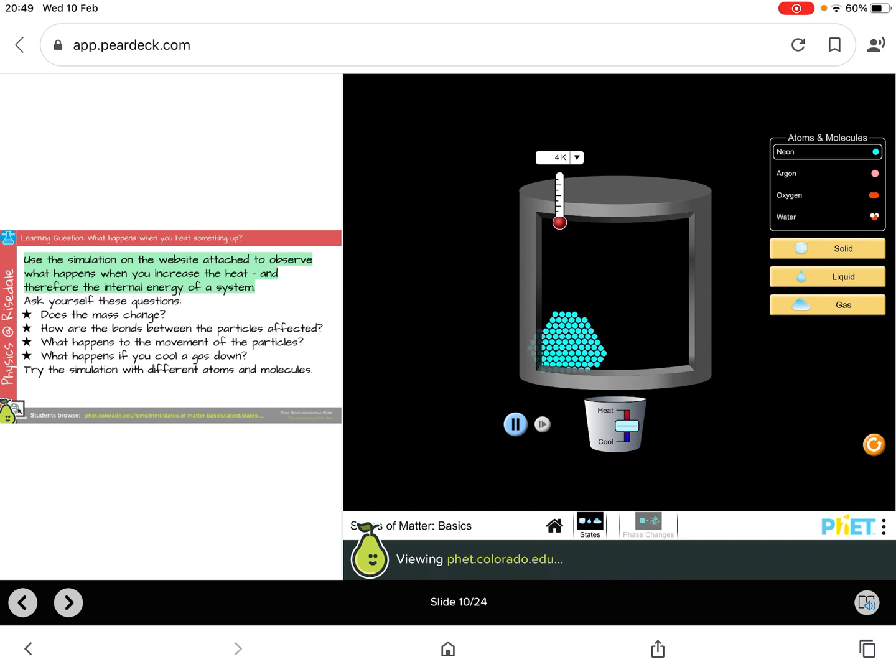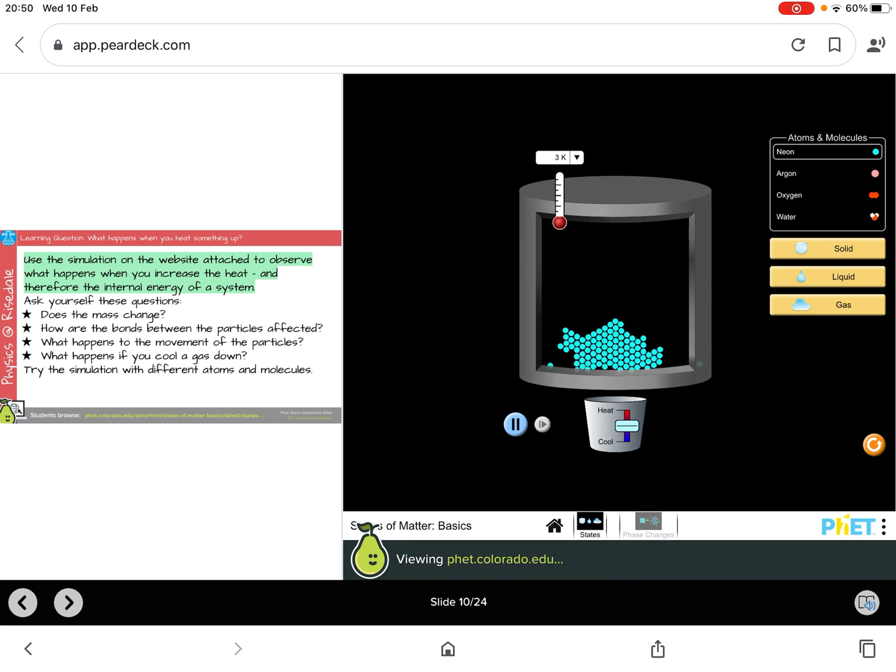How are the bonds between particles affected? So if I add a little bit of heat to the solid, you can see the particles eventually gain enough energy in their kinetic energy stores to break the bonds that are holding them together. If I continue to heat it, you can see the bonds are breaking. There's one that has escaped. Once they gain enough energy in their kinetic energy stores, they can break the bonds that hold them together. But if you cool the substance back down, then energy is lost and those bonds are formed. Okay, so you can see it's all to do with the energy and the bonds.